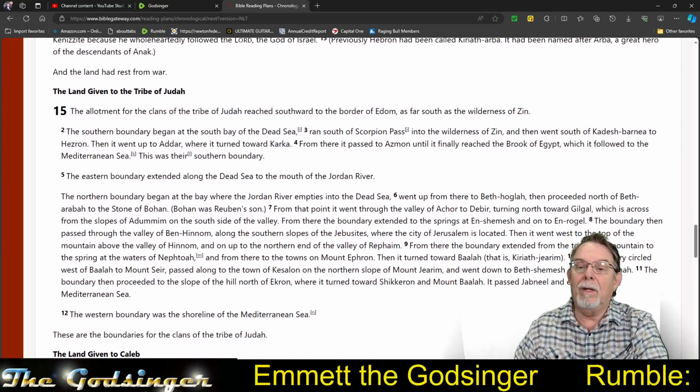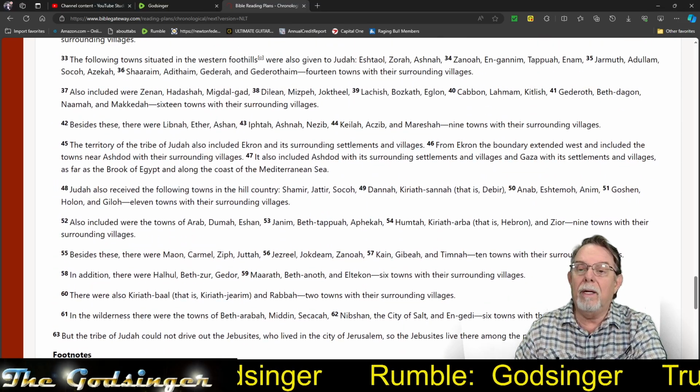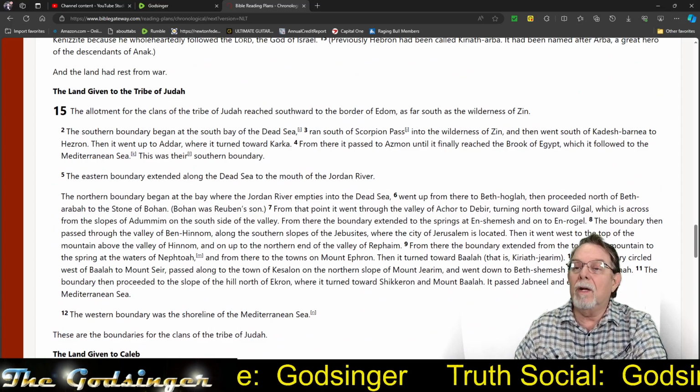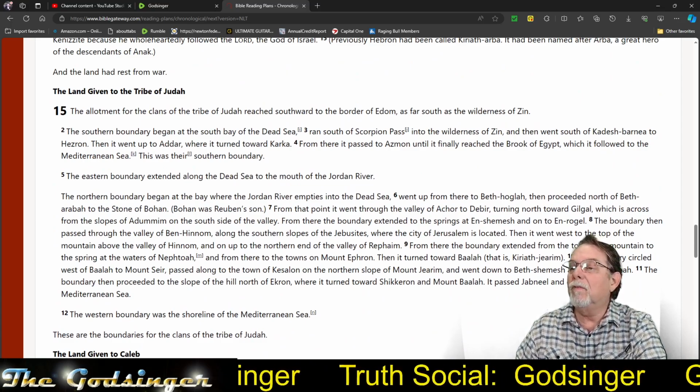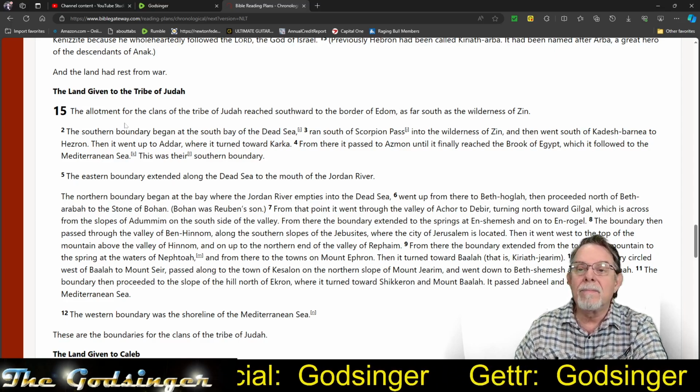The land given to the tribe of Judah. This is going to be a very boring one. Okay. The allotment of the clans of the tribe of Judah reached southward to the border of Edom as far as the wilderness of Zin. This would be helpful if we had maps, you know.